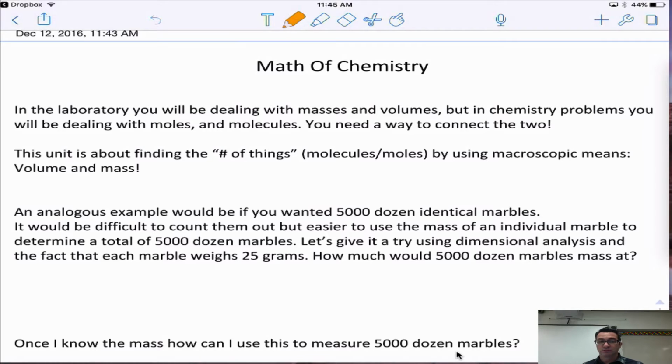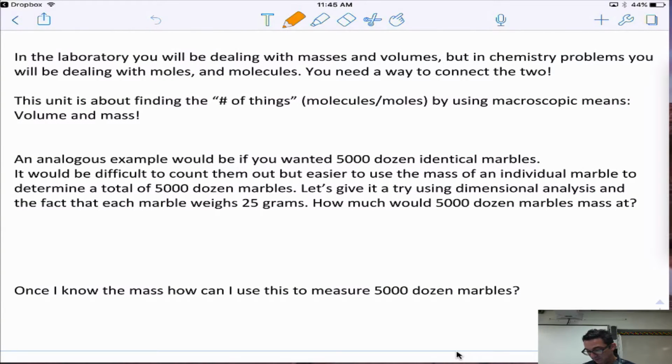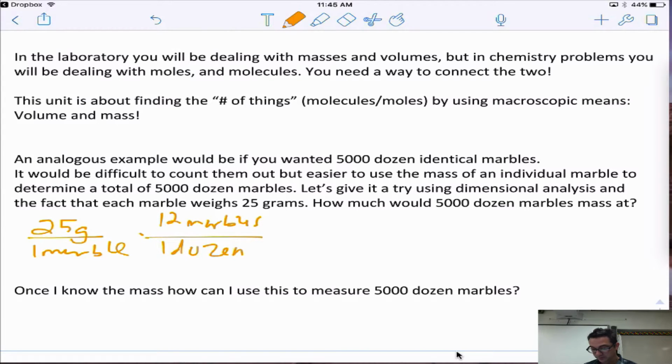So, if each of these marbles is 25 grams, I can take this and I can say, all right, well, 25 grams, that's per one marble. So I have that 25 grams per marble. If I times that by 12 marbles for every 1 dozen marbles, and then I times that by 5,000 dozen, this will allow me to find the mass of those marbles.